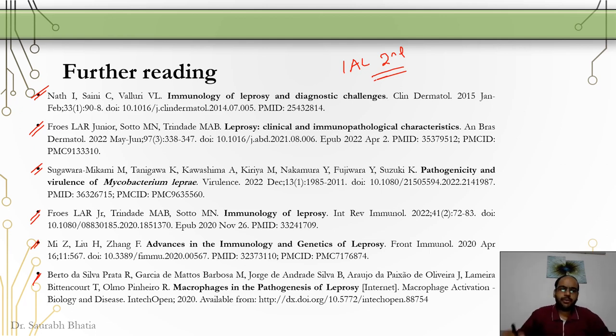And these are, I think, 6 articles. Not an exhaustive list, there are multiple articles. Read through them, they are very interesting. The more you know what M. leprae does to the immune system, or what our immune system does to M. leprae, you'll be able to understand why we are still not able to get rid of this disease even after 18 years of elimination, while this video is being recorded.